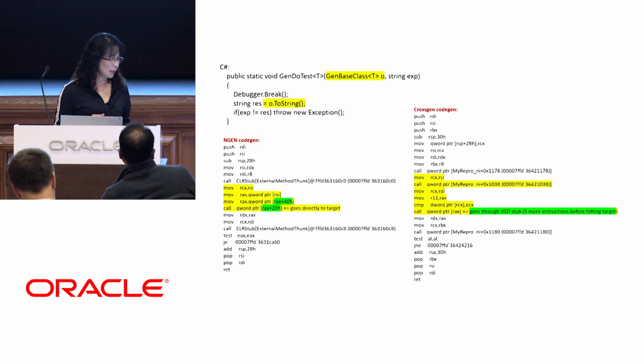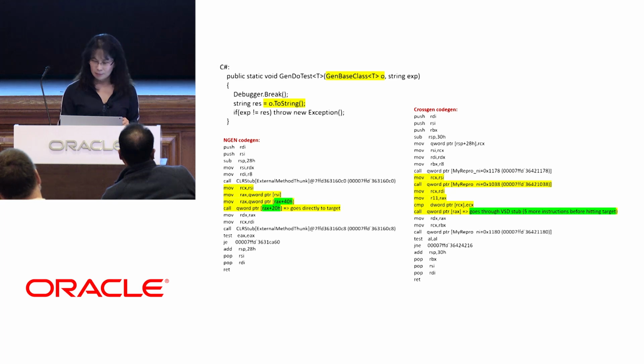You will see the green highlights on the NGEN CodeGen. We actually do a vtable lookup and get a vtable, and we know exactly that the offset is 20 hex, and we directly call into it. That's why it's highlighted in green. Now, if you look at the CrossGen, you will see we are actually going through the virtual stub dispatch. Because you need to have resolution at runtime to ensure that your call target did not get moved, you can no longer hard-code the offset. That's actually 5 more instructions before hitting the target, and that's assuming the fast path as well.